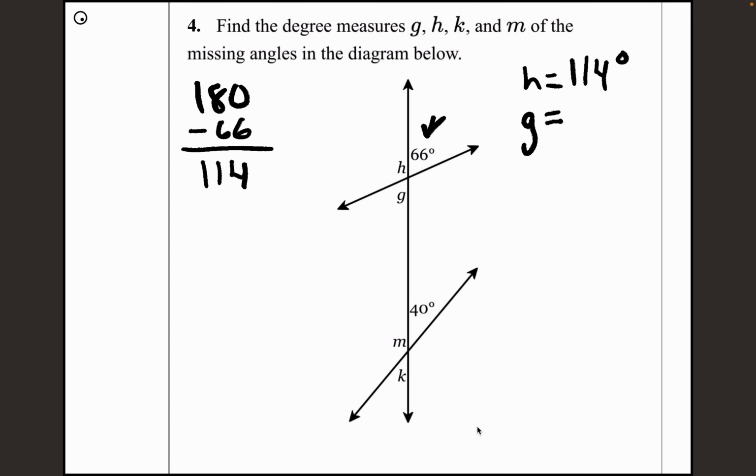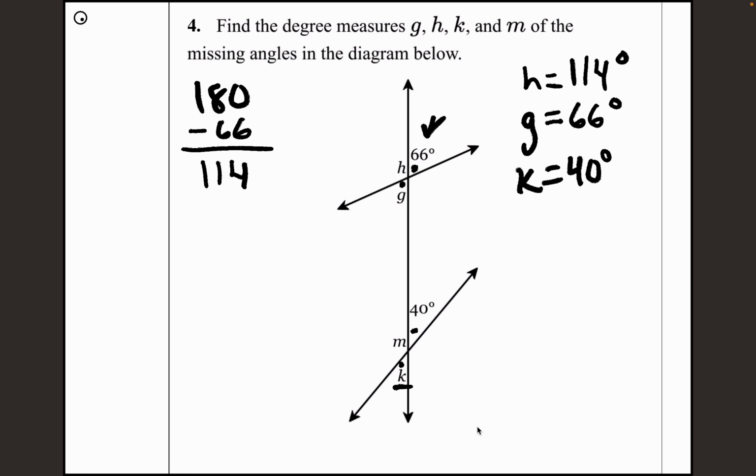Yeah? G and this angle of 66 are vertical angles. So we know G is going to be 66 degrees. So let's move down now here. How can we solve for K? Yeah, K and 40 are vertical angles. So since this angle is 40, K is also going to be 40.